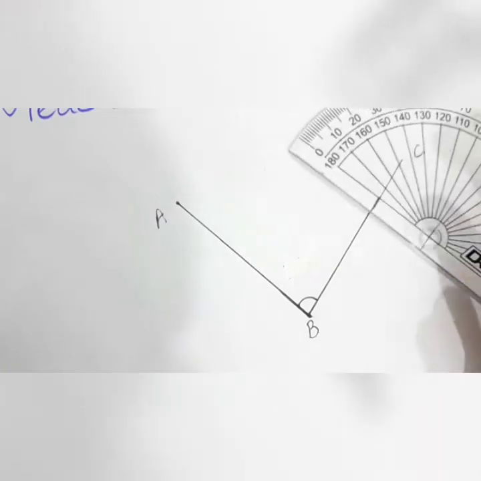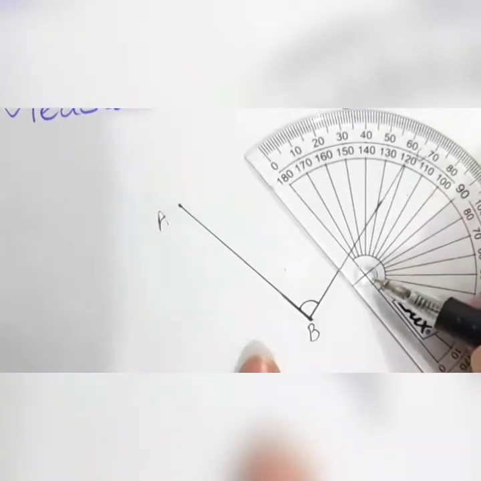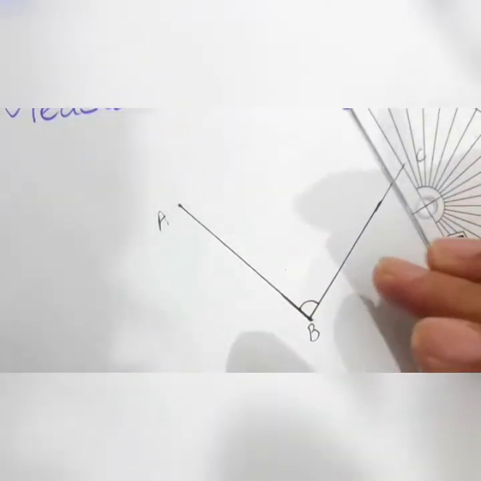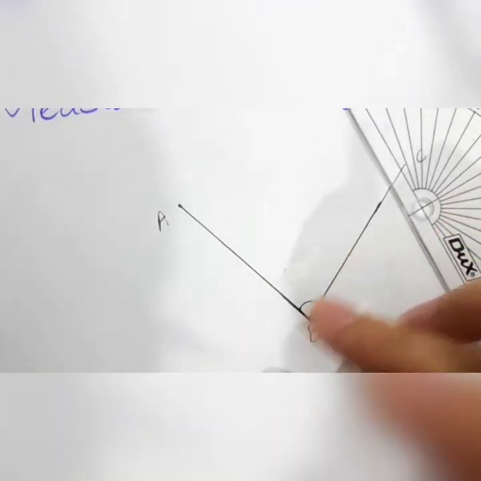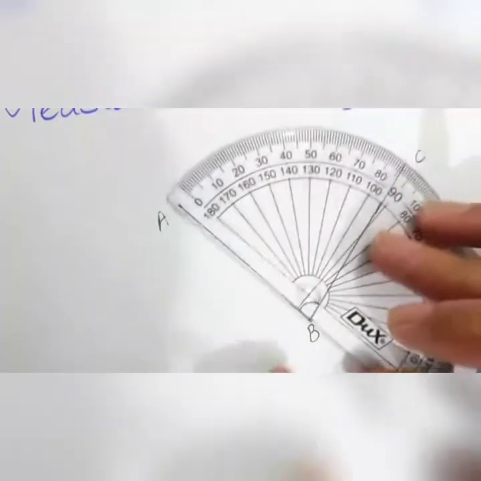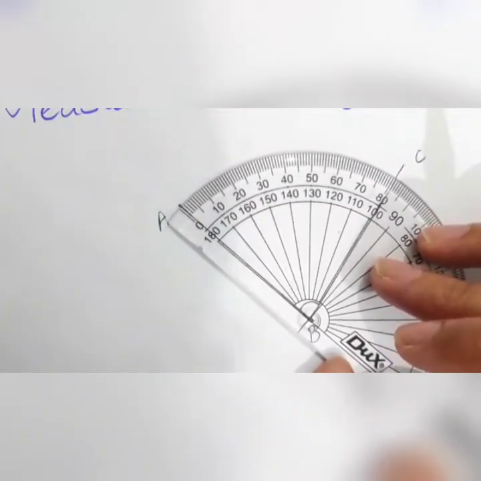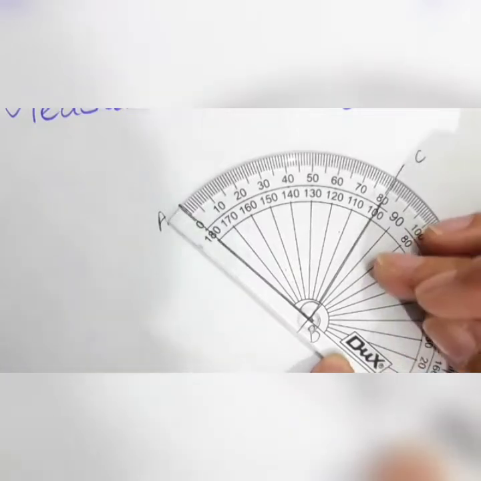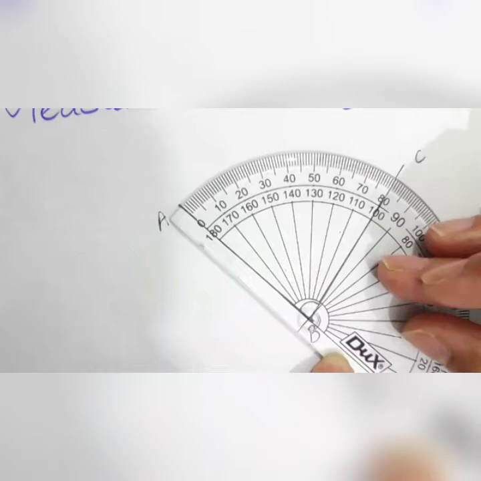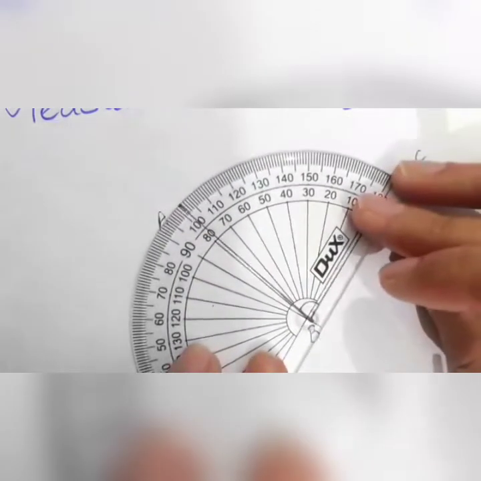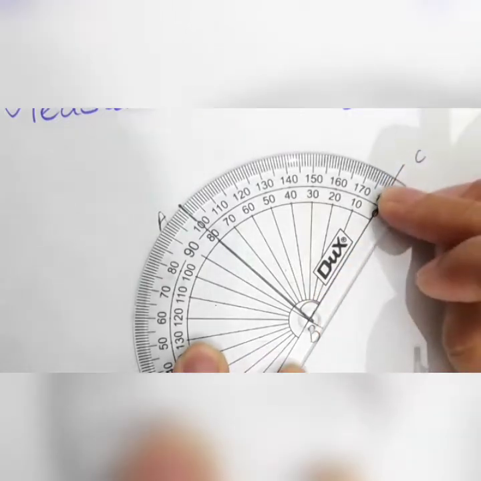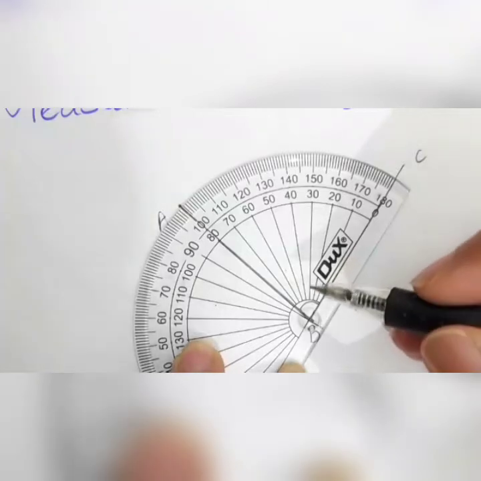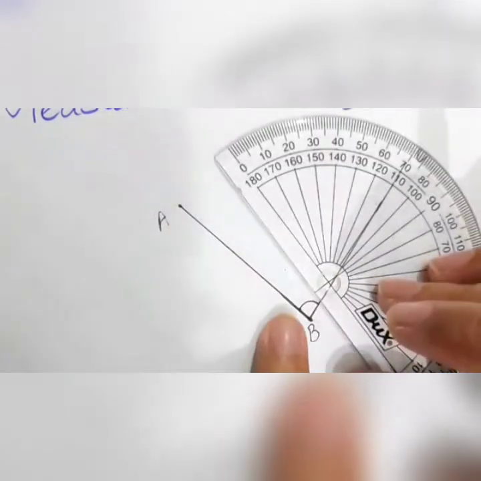So how do we measure the angle? First step is to place the center point of the protractor on the vertex of the angle. You see that we have two rays in the angle. So which is the baseline? It's up to you. If we take this line as the baseline, then the position of the protractor is like this. And if you take the second ray as the baseline, then the position of the protractor is like this. I am going to take this line as the baseline.